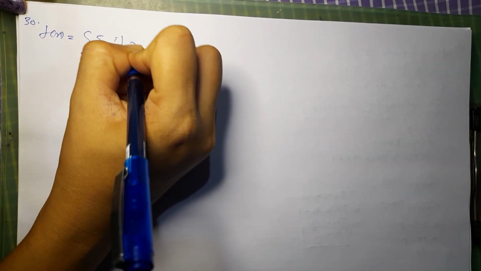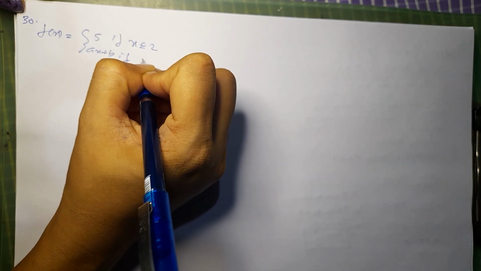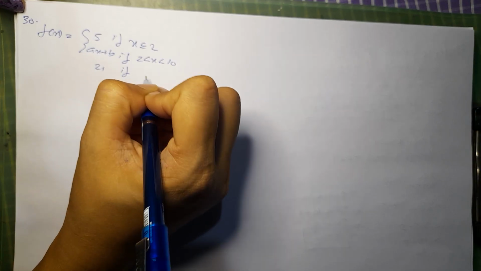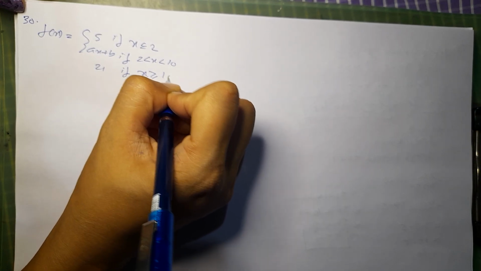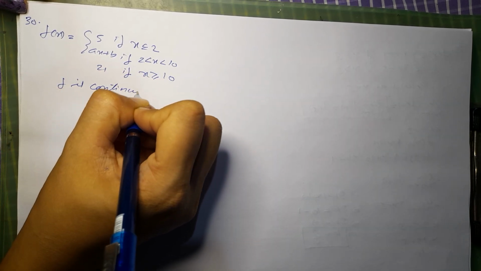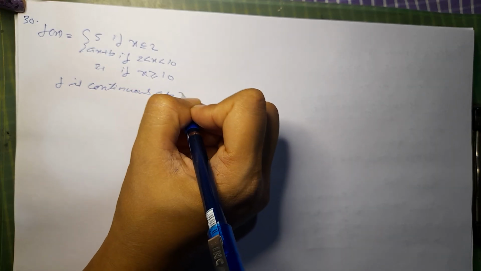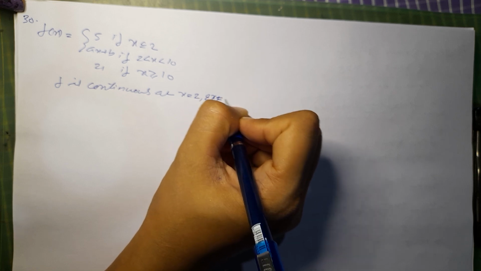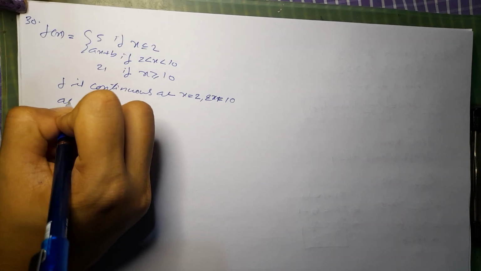Question number 30. f of x is equal to 5 if x less than or equal to 2, ax plus b if x greater than 2 and less than 10, and 21 if x greater than or equal to 10. So f is continuous at x equal to 2 and x equal to 10. So first at x equal to 2.